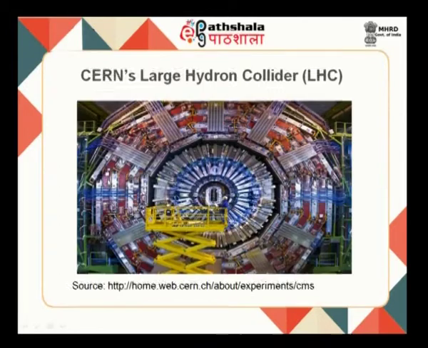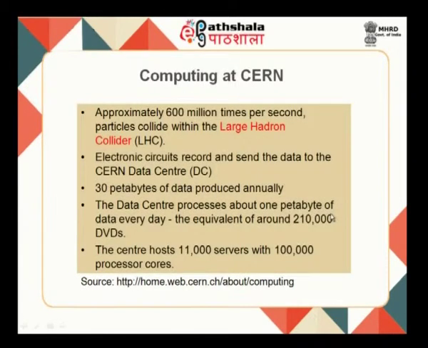So, I told you about CERN's Large Hadron Collider. In this slide you can find a picture of the CERN's Large Hadron Collider. This picture has been taken from the home page of CERN's website. Now, why we are talking about this CERN's Large Hadron Collider is that there is a lot of computation happening in the CERN's laboratory. Now, in the CERN's Large Hadron Collider, approximately 600 million particle collisions are happening per second. This is per second. Just imagine in 1 hour how many collisions there will be.